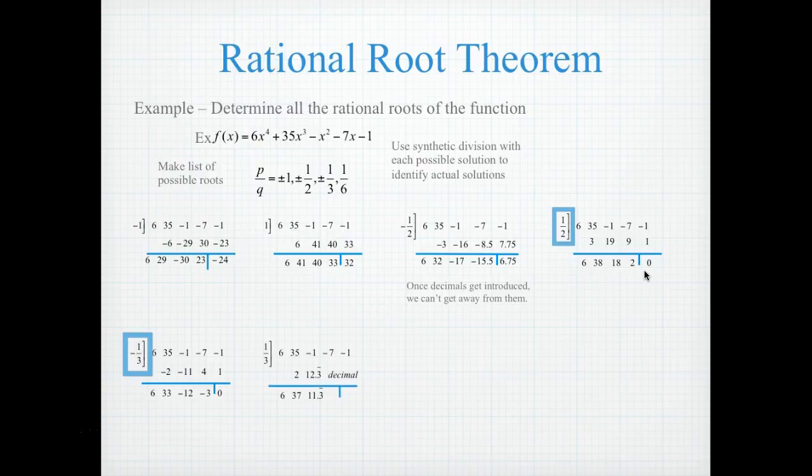When I test positive 1/3, you see we end up with a decimal. No need to go any further, so we eliminate 1/3 as a possibility. Same thing occurs with negative 1/6. Once a decimal gets introduced, we can eliminate that, and the same thing with positive 1/6. So we have 1/2 and negative 1/3 as our rational roots. There are 2 more solutions to the function according to the fundamental theorem of algebra, and they could either be complex or irrational. You can graph to find out that answer, but this is all we're asked to do in this problem.